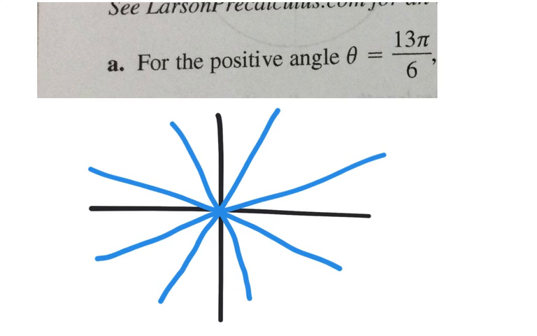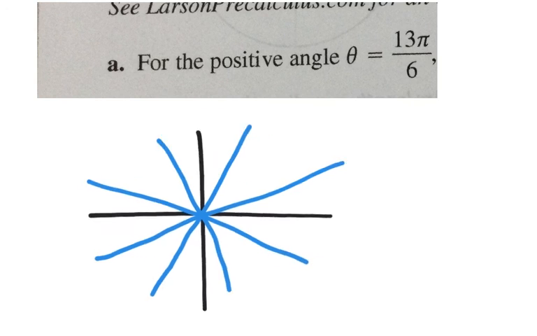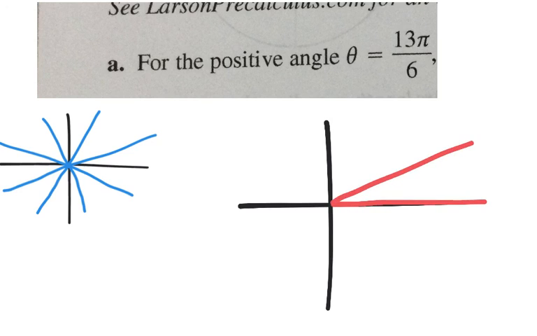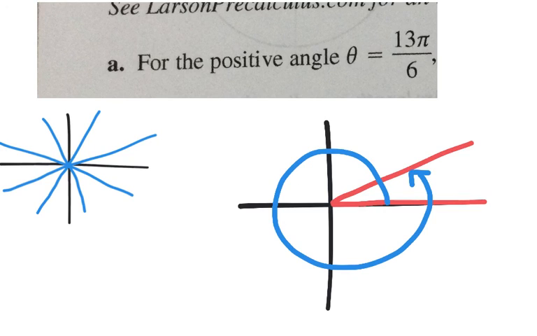13 pi over 6. That puts me here. So a rotation of 13 pi over 6 puts me in the first quadrant. If it told me to sketch it, what I would be looking for is here is my initial side, here is my terminal side. That's sketching the angle. Now, how did I get to that angle? I rotated all the way around 360 and got back there. If I had to draw the rotation, that's what really happened. So I have now sketched the angle.